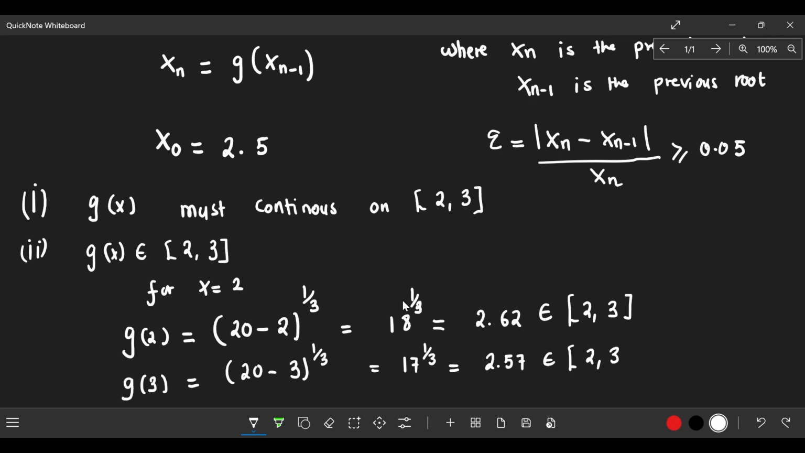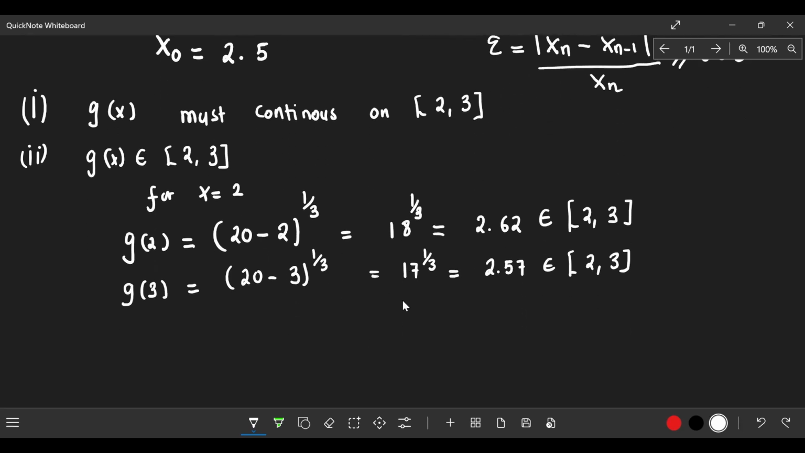The last condition, we need to check the derivative. The derivative must be less than 1. We discussed that last time. So we have to check the derivative also. The next condition is that the absolute value of g prime of x on that interval must be less than or equal to k, where k is less than 1.